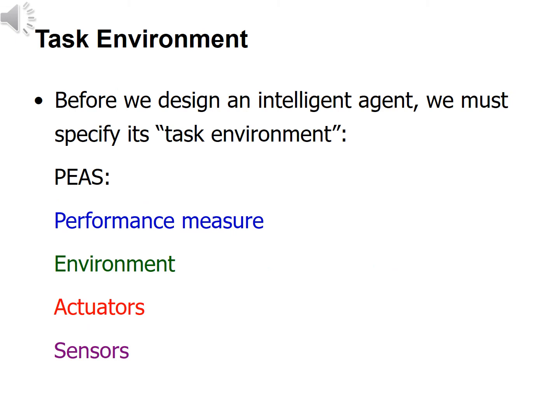Previously, we have said that some agent types will be more or less efficient given the environment. So before we design an intelligent agent, we define and specify its task environment by the PEAS method. The PEAS method stands for: P for performance measure, E for environment, A for actuators, and S for sensors.